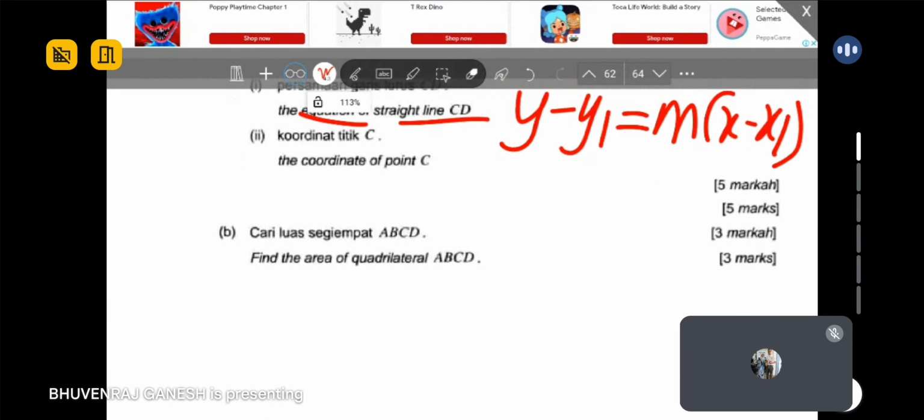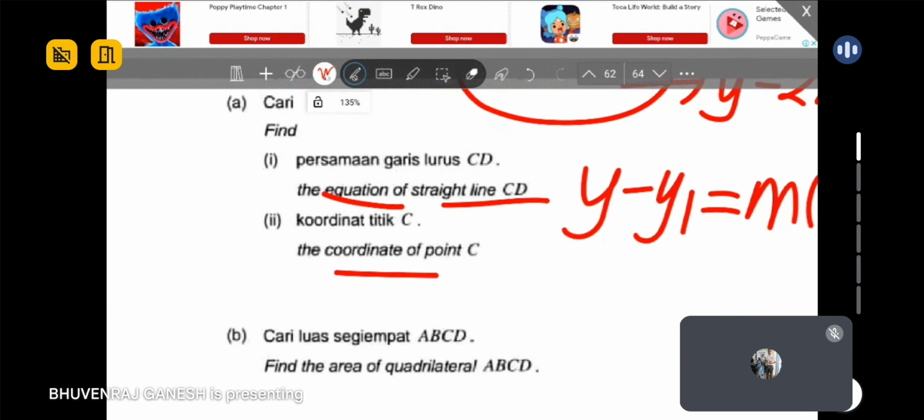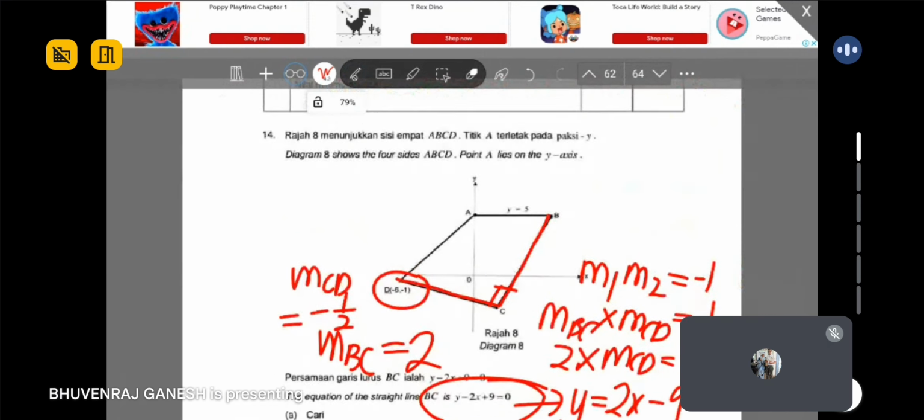Okay, next one. A2. They ask you to find the coordinate of point C. Okay, so how to find titik C, guys? May I know?